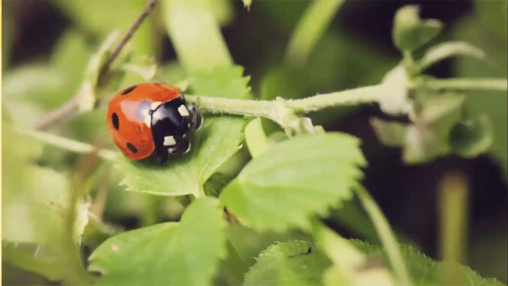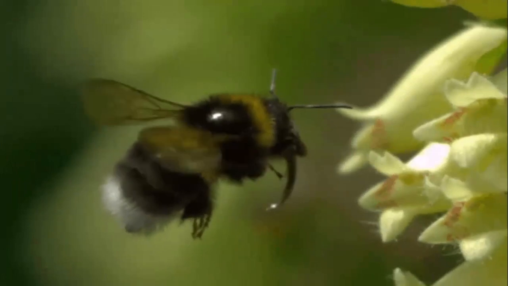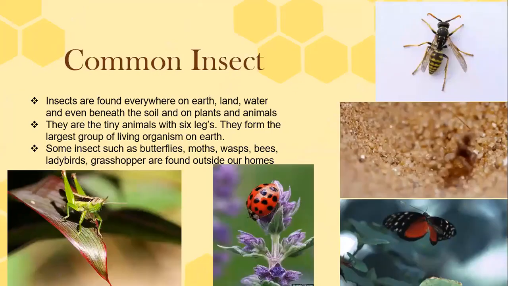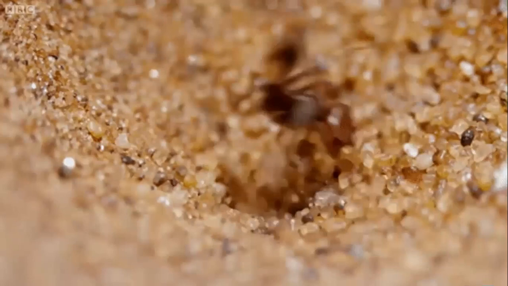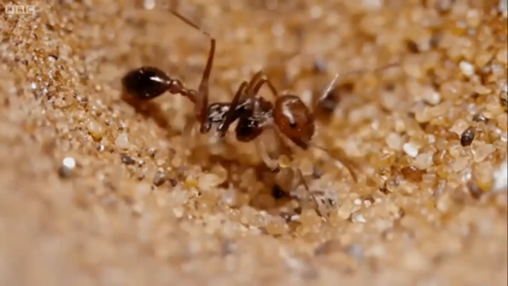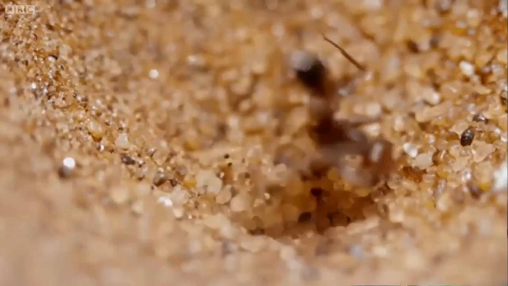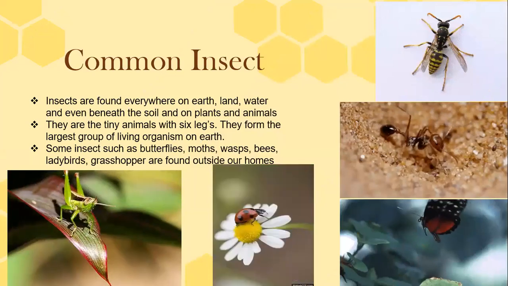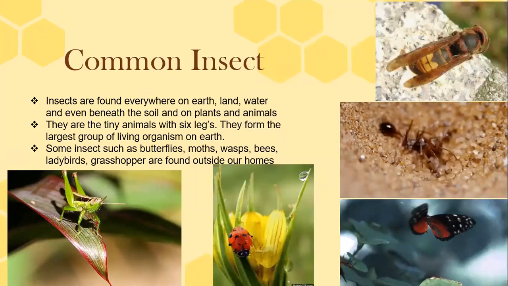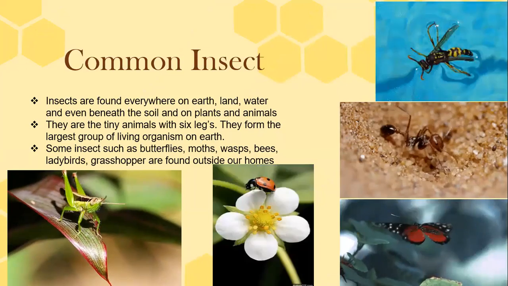They crawl on leaves. They fly in air. They dig in the ground. The insects are particularly everywhere. You know, children, there is a vast variety of animals in the animal kingdom.